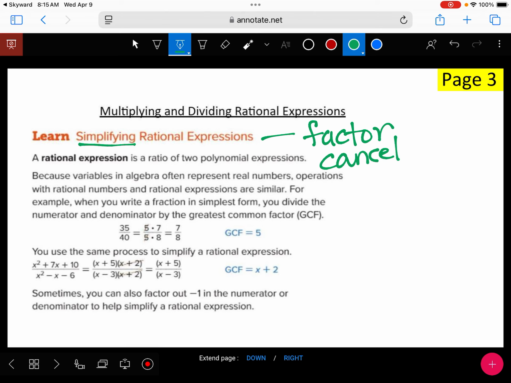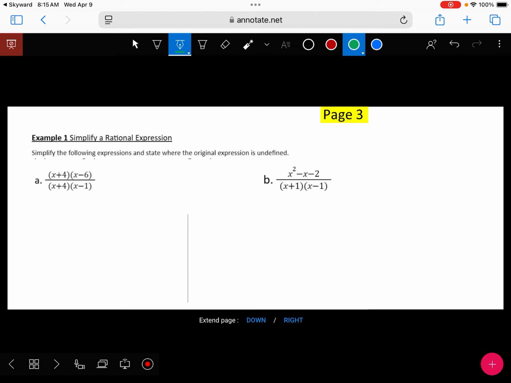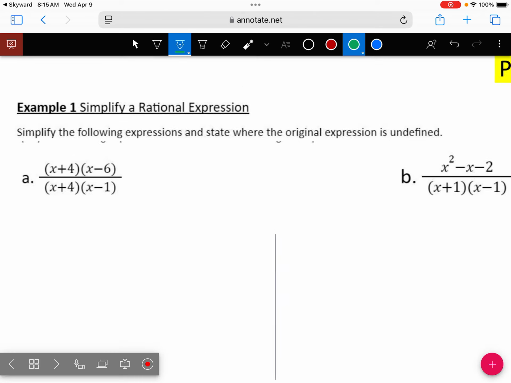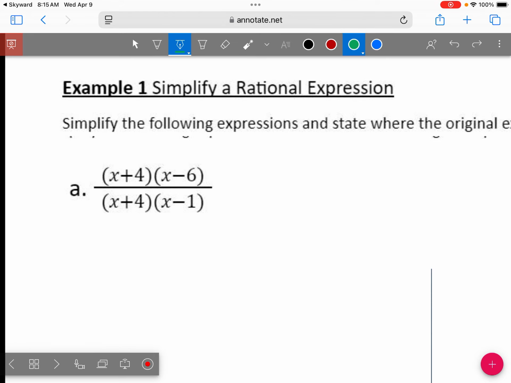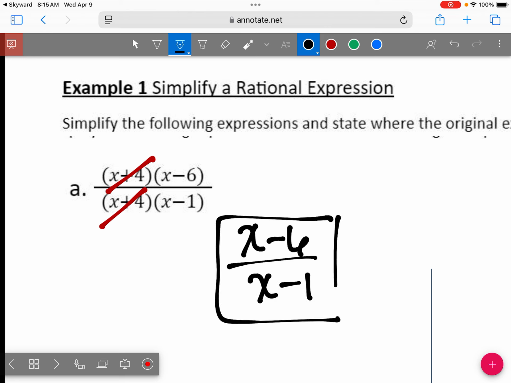The first one is already factored. There is nothing left for us to factor. So all we need to do in this example is cancel, because the factoring step is done. So what can I cancel? X plus 4. Because it's upstairs and downstairs, it goes away. So my final answer would be x minus 6 over x minus 1. And that's that.